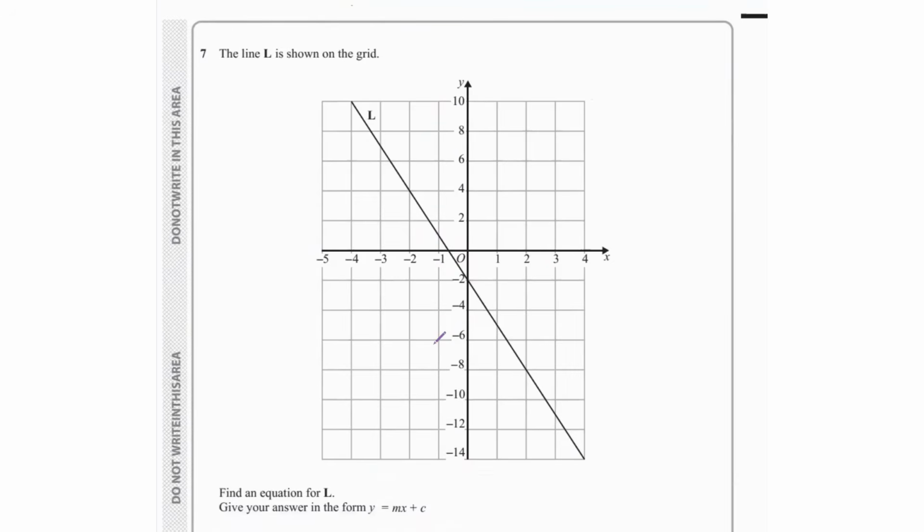Then line L is shown on the grid. We have to find an equation for this line in y equals to mx plus c. So we have to use the slope-intercept form. This is your y-intercept. So c is -2. C value is always the y-intercept. M is your slope.